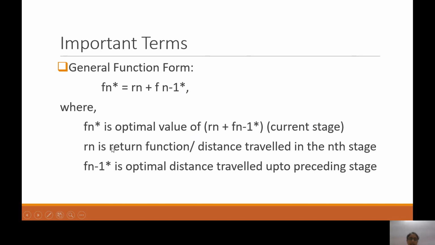Then next is Rn. Rn is the return function or return variable up to that particular stage, that is the distance traveled in the end stage. This is to be considered if the variable is your distance variable. If it is time taken up to end stage, or if it is cost incurred up to end stage, this variable is going to change depending on what your objective function is. Then Fn minus 1 star, yes, as you all know, it is the optimum distance traveled up to the preceding stage. So whatever optimum solution you generate up to the fourth stage, that is Fn minus 1 star.